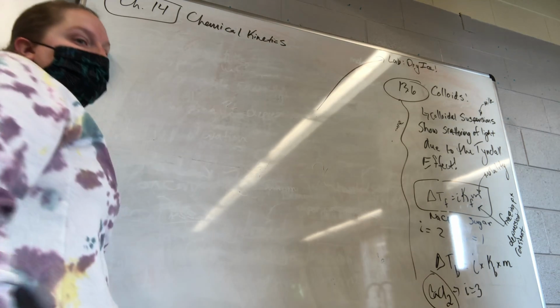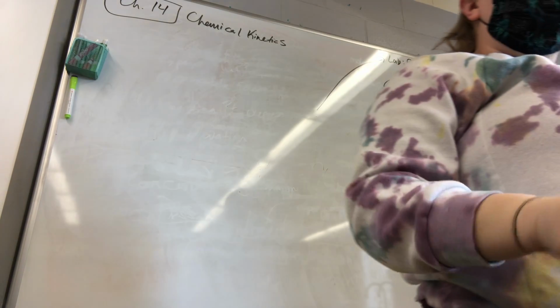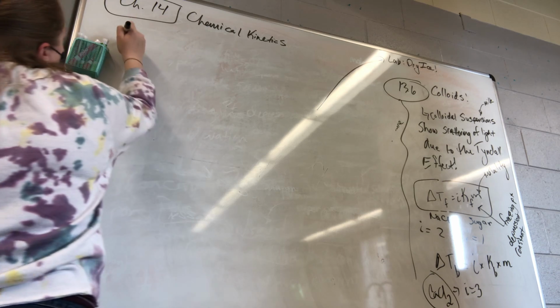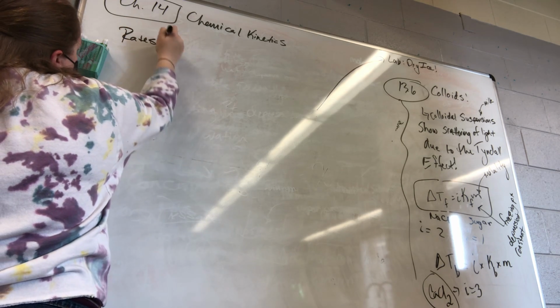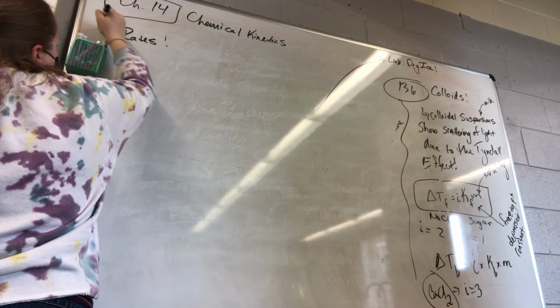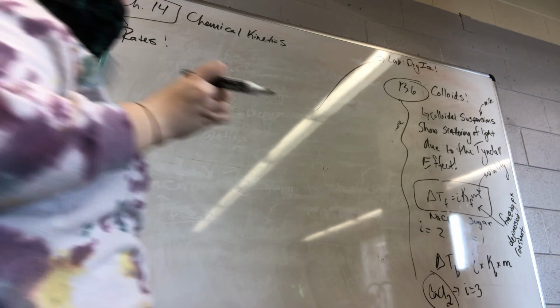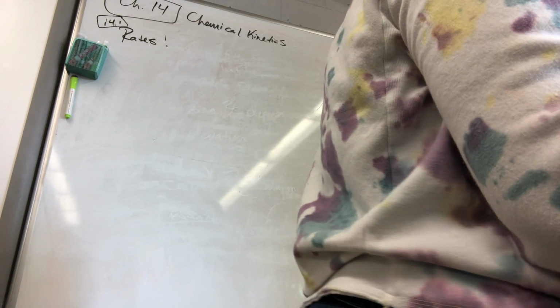Looking back at it is probably a lot easier than learning it at the time, but chapter 14 involved rates. Boo. Why do you hate chapter 14? That's when the math starts getting hard.